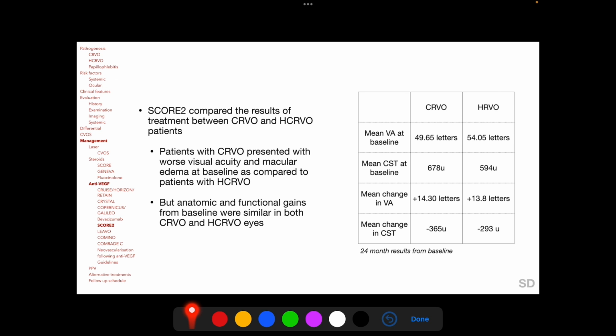SCORE 2 also compared the results of treatment between CRVO and HCRVO patients, and it found that patients with CRVO presented with worse visual acuity and macular edema at baseline as compared to patients with HCRVO, and at the end of 24 months from baseline, SCORE 2 found that anatomic and functional gains from baseline were similar in both CRVO and HCRVO eyes.